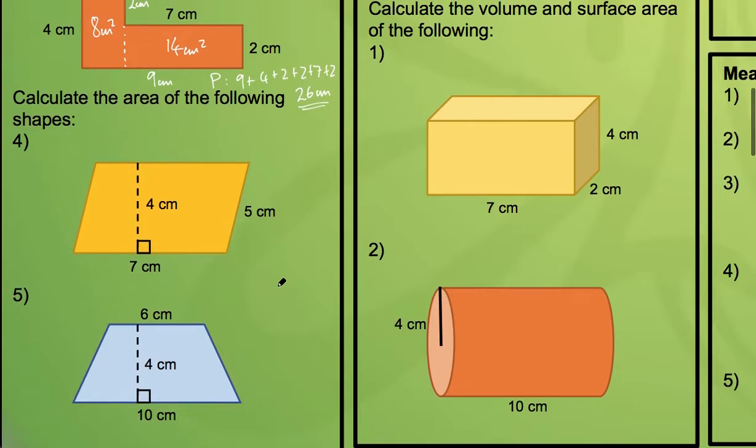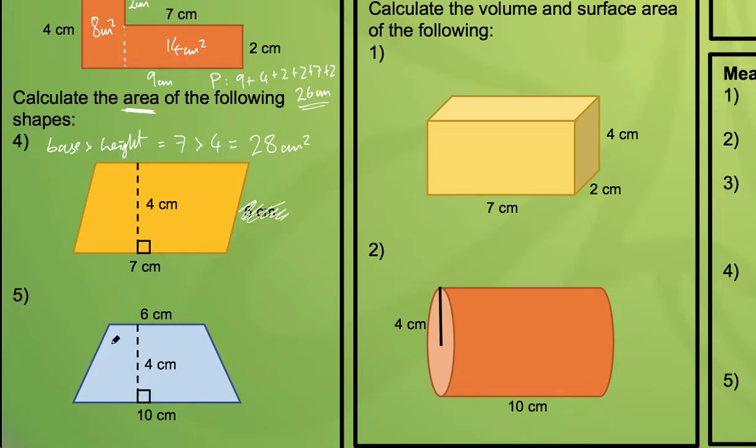Calculate the area of the following shapes. Here is a parallelogram. We're just asked for the area in this case, not the perimeter. For a parallelogram, you need to think of a rectangle. It is just base times height, like a rectangle, but we just need to make sure that that height is perpendicular to the base. It's the height rather than the side length. So ignore that, it's irrelevant. Base times height is 7 times 4 is 28 centimeters squared.